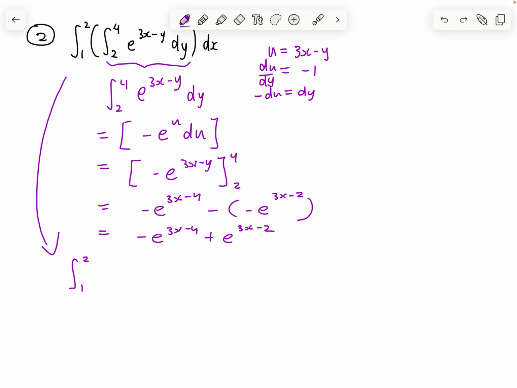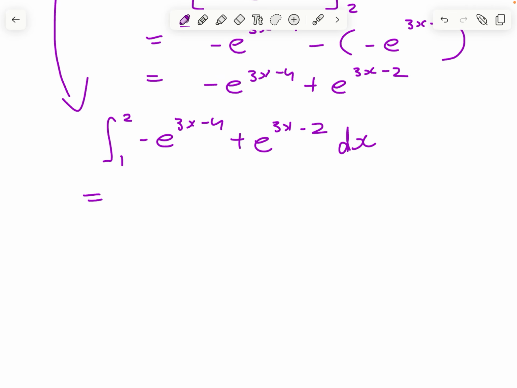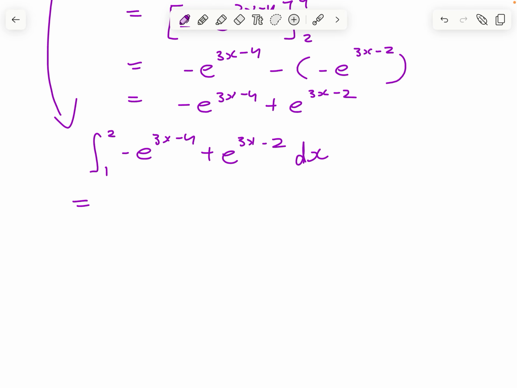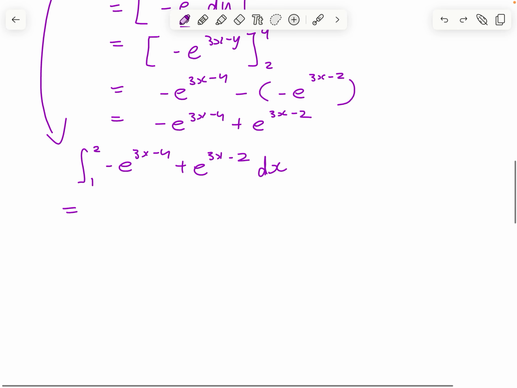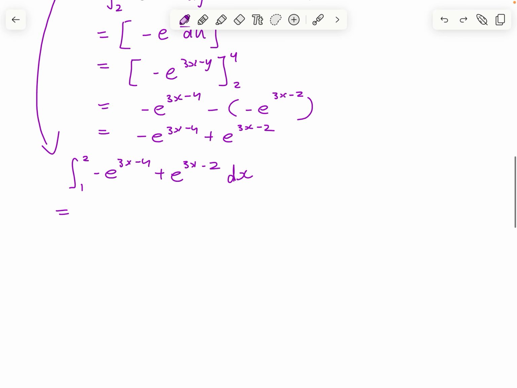So we have the integral from 1 to 2 of negative e^(3x-4) plus e^(3x-2) dx this time. So if we derive with respect to dx, we can do what we did earlier, so let's try that. You don't have to, but I think it's a bit easier to understand if we do u sub. So if we were to do u sub, first off we want to separate the integral into two parts, so it could be done like this. You should end up getting the same answer.